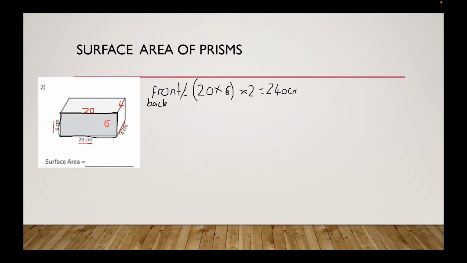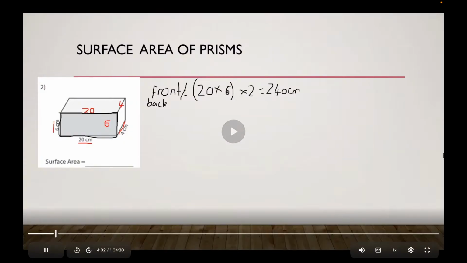So then we add those together, 160 plus 240 plus 48. That equals 448. And that should be centimeters, I think centimeters squared. Let's figure that out.